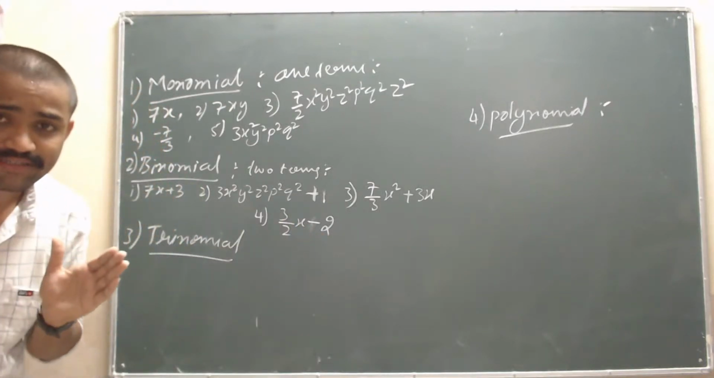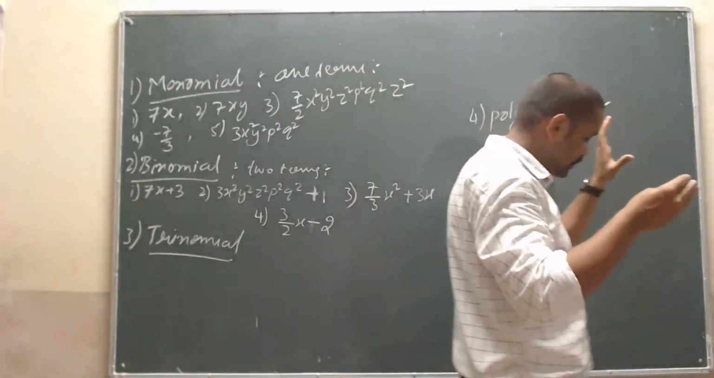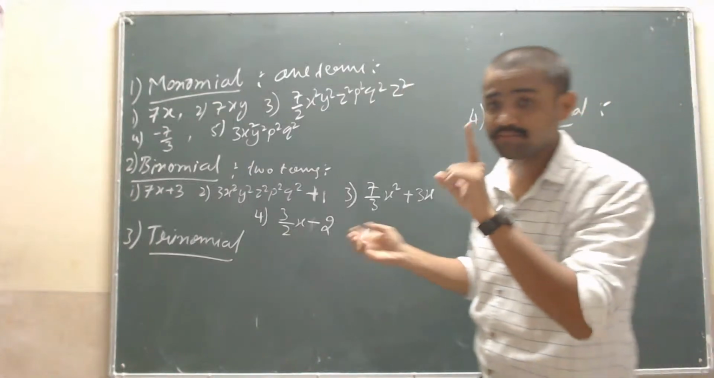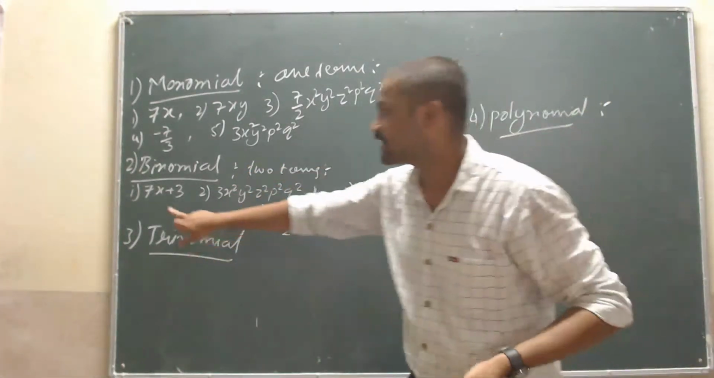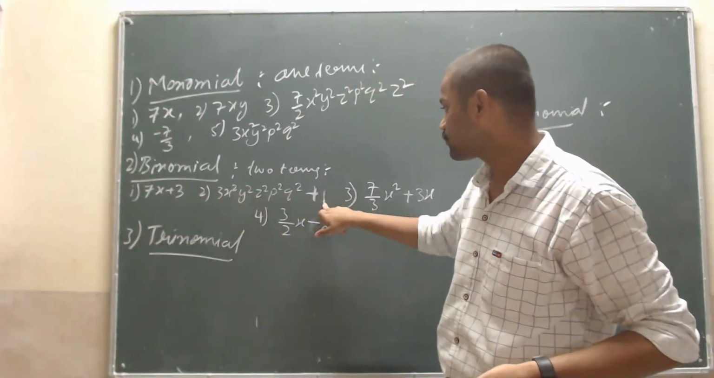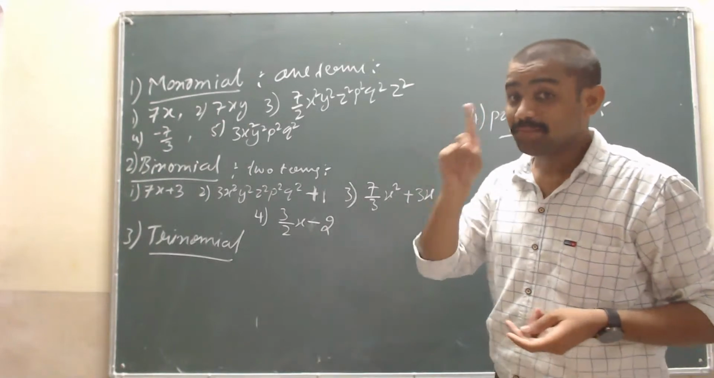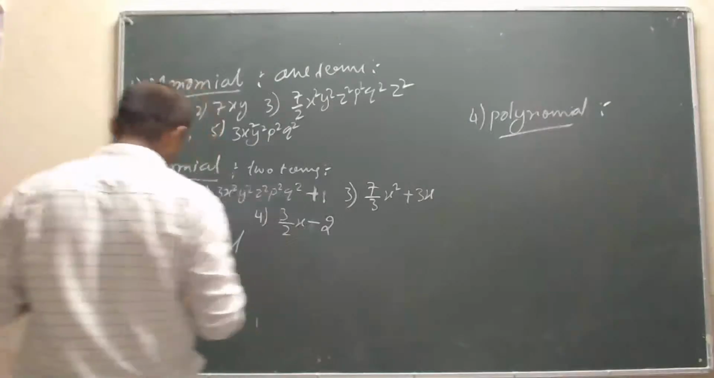Are you understanding, students? It's very easy. Monomial means the expression must be made up of only one term, and binomial means the expression must be made up of two terms. See here, one term, two terms. Only one term, two terms. One term, two terms. One term, two terms. Because of plus and minus the terms will be increasing. Then what is meant by trinomial?